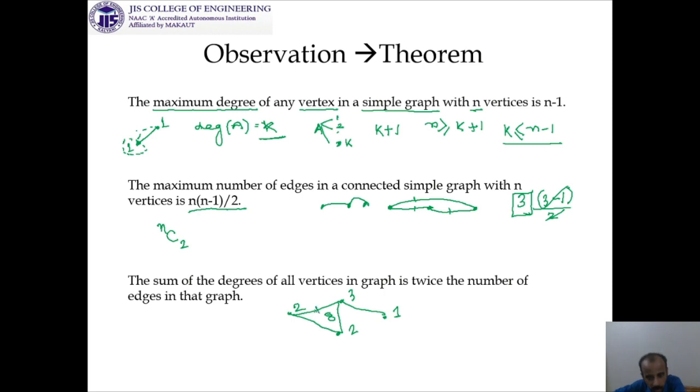And how many edges are we having? 1, 2, 3, 4. So 4 into 2 is also 8. But this is not the way to prove it. This is the way of verifying it.